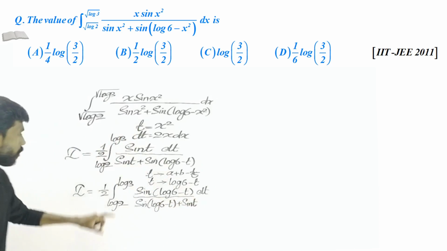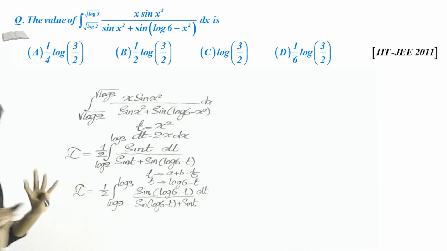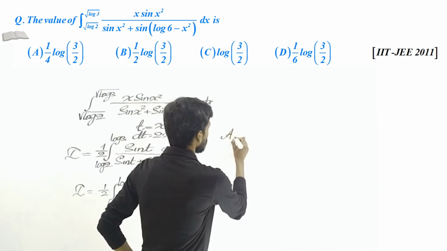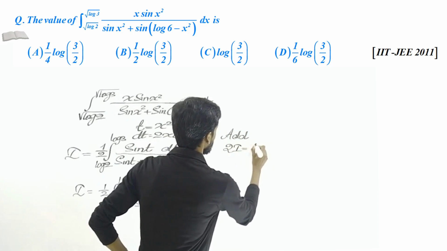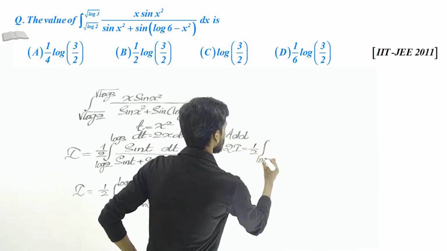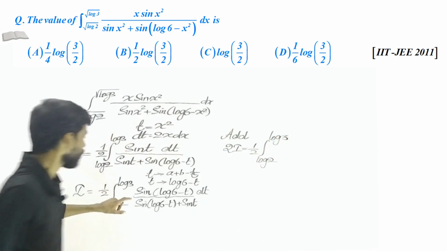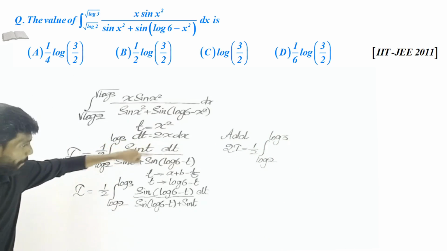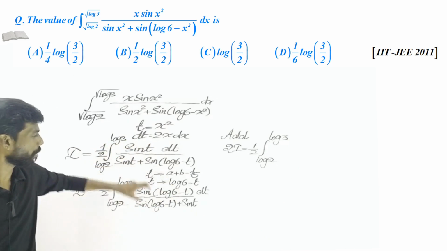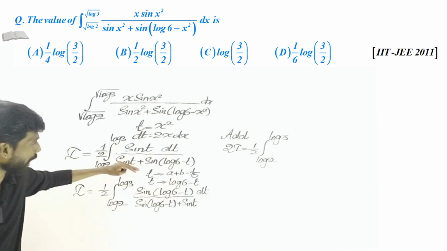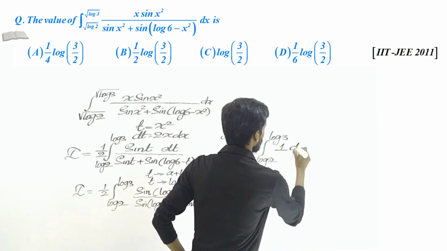Okay, so this is I and this is also I, so we have to add these two to get our required answer. If you simply add these two terms, we'll get 2I equal to 1 by 2 integral log 2 to log 3. Then sine t plus sine log 6 minus t, with the denominator the same in both cases, sine t plus sine log 6 minus t. So if you add these two we will simply get 1, so 1 dt.